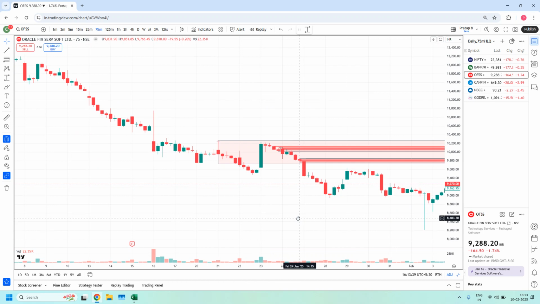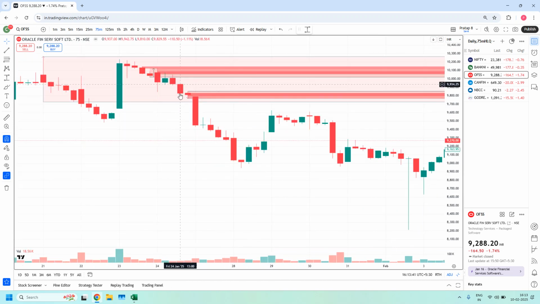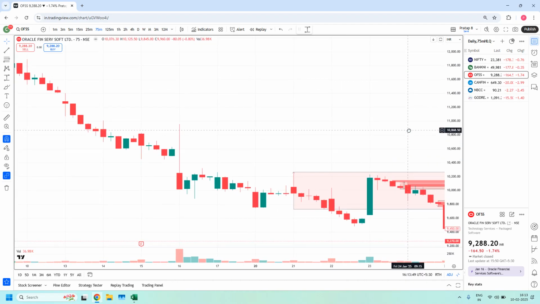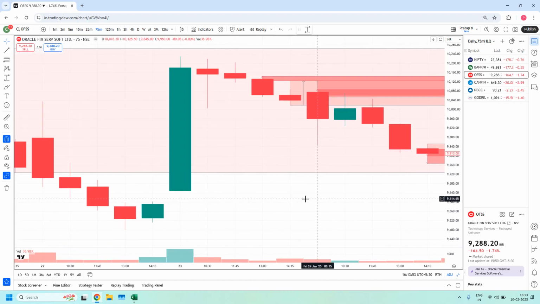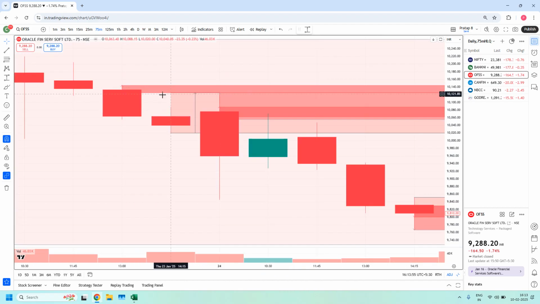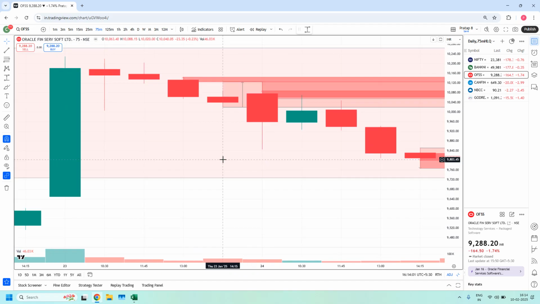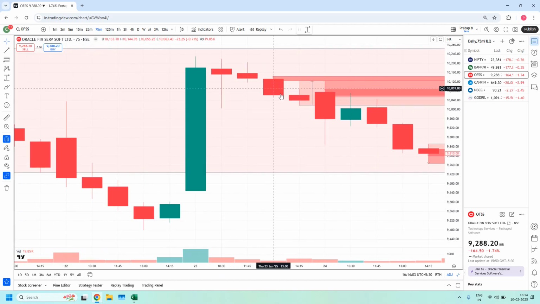We have 2 order flows in the 75. This is a drop base drop. This is a drop base drop. It is not very convincing, right? Let me hide the candles, then you will get convinced. Now: drop, base, big candle, drop candle. See here, drop base drop.